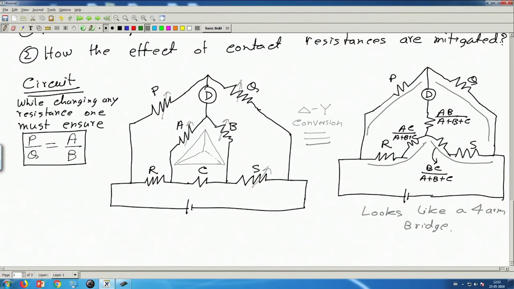We have the detector between 2 opposite terminals, here and here, and the power supply between these 2 terminals. So this bridge is now equivalent to a 4-arm bridge, and therefore we can now write the balance condition for this bridge using the balance condition of a Wheatstone bridge.